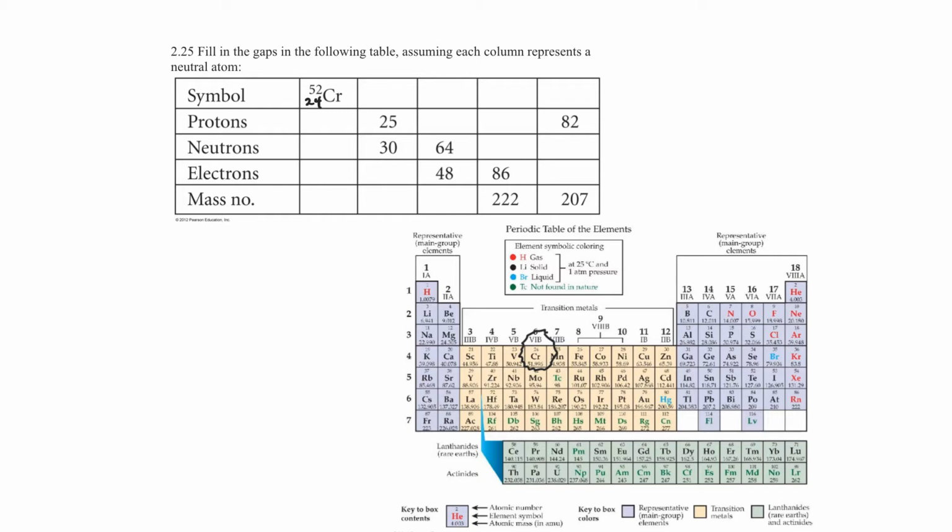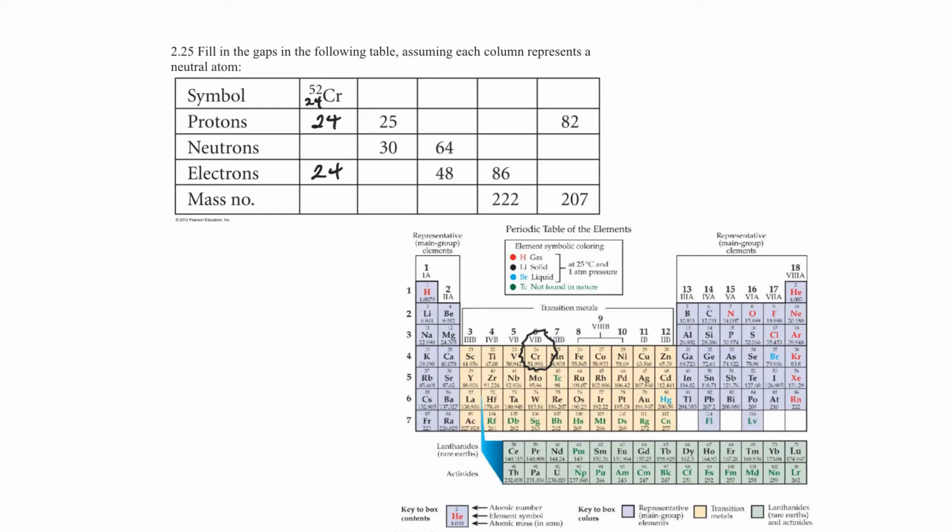So chromium is 24 protons, and then 52 minus 24 gives the number of neutrons. Since protons and neutrons add together to give you 52, 24 plus neutrons equals 52. Since chromium is atomic number 24, it has 24 protons and 24 electrons. So you're going to see that in a neutral atom, protons and electrons are going to be the same.